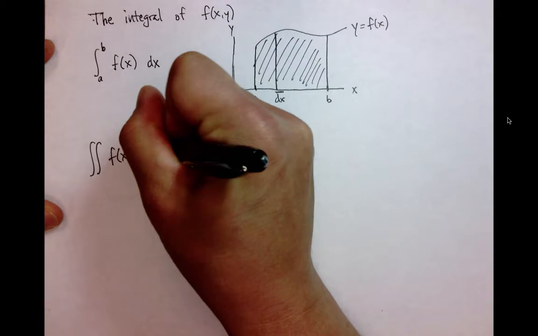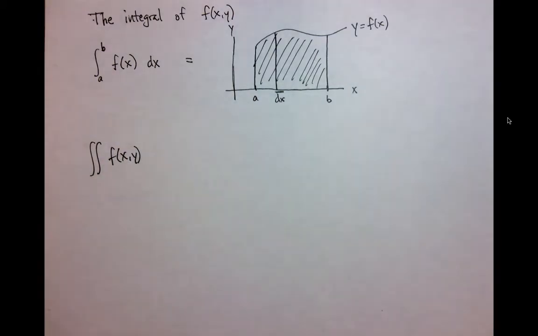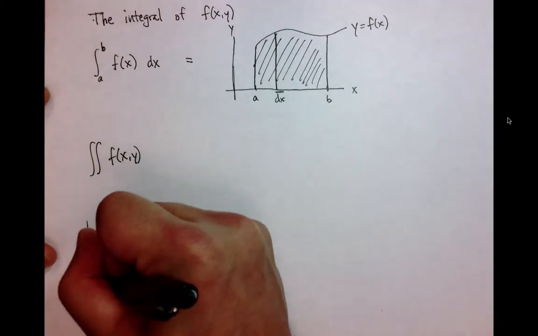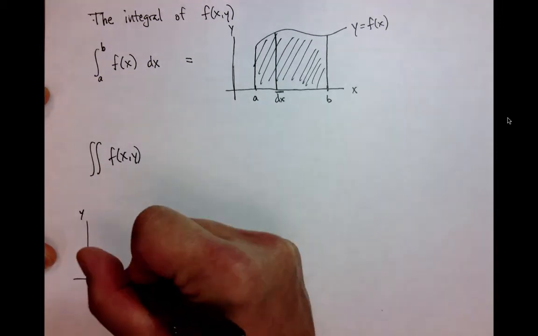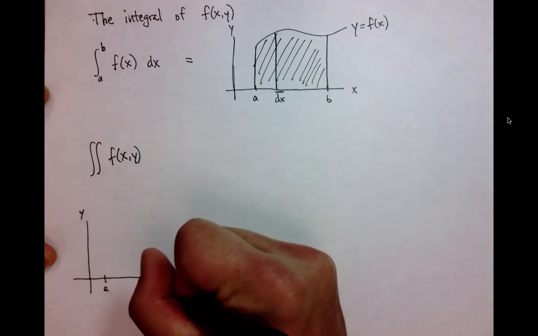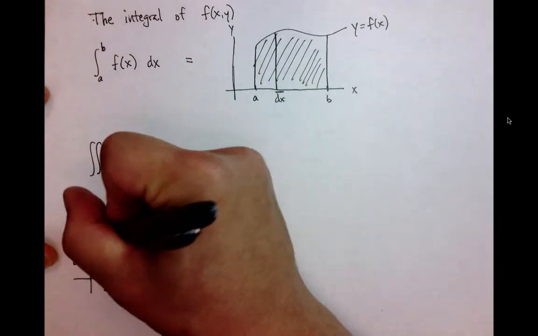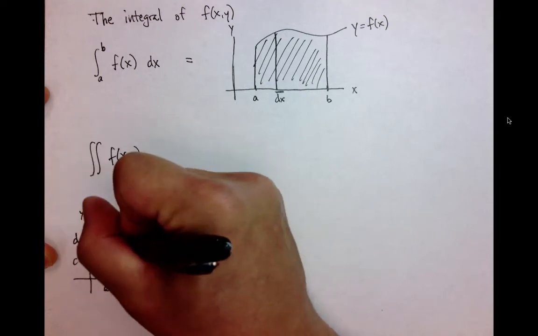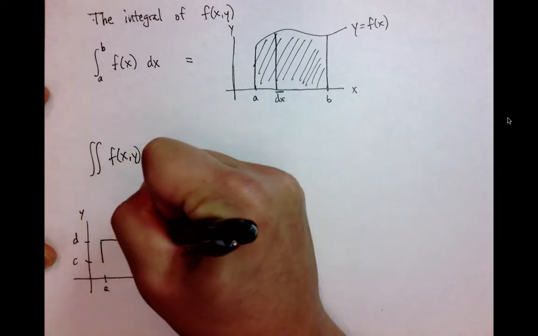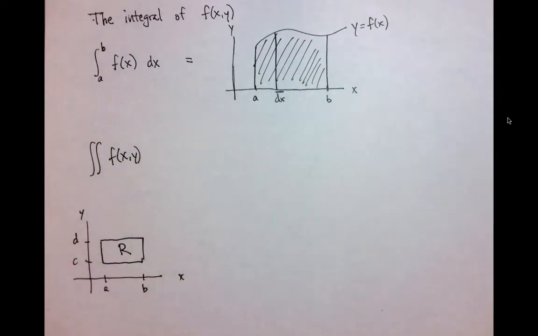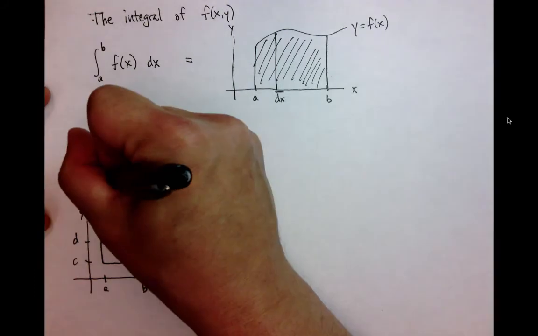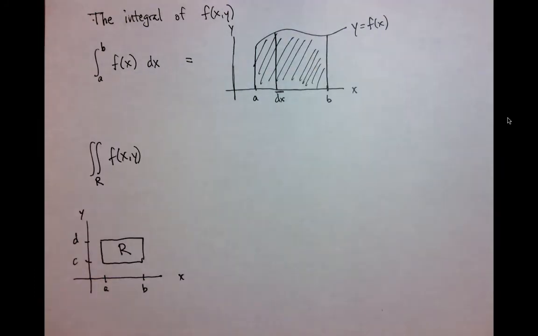to the double integral? It should be two integrals now because it has two variables. So we call it the double integral of two variables. Well, if we generalize an interval, so if we have an interval in x and an interval in y, then together we have a rectangle. Call it capital R. So this integral will take place over the rectangle R.